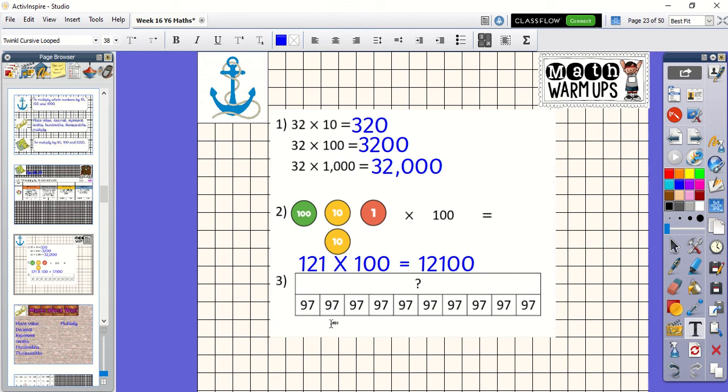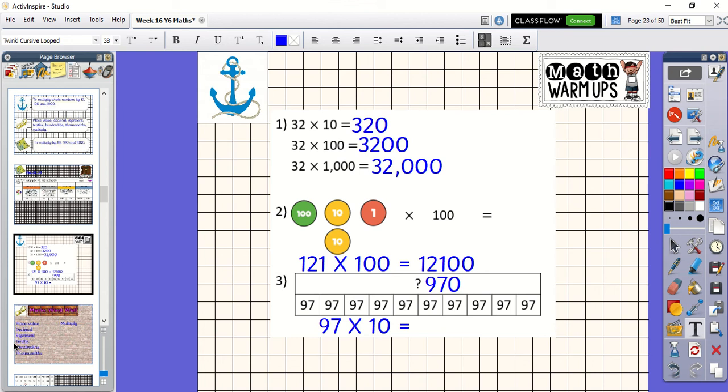Then last one, we've got this bar model. Now all of these parts have all got 97 in. So if you count up all of those 97 parts, you've got 1, 2, 3, 4, 5, 6, 7, 8, 9, 10. So this is asking us to do 97 times 10. So we are making 97 10 times bigger. We have got 1 zero on the 10. So our answer is going to be, hopefully, 970.